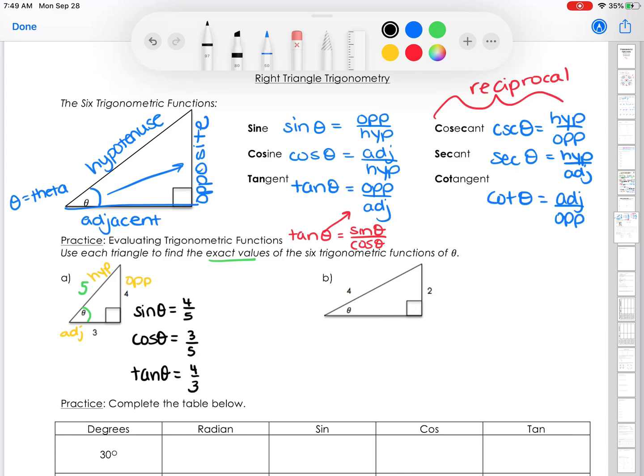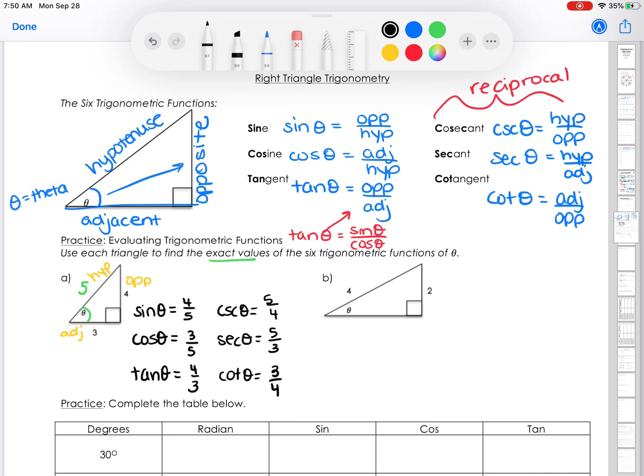Now, to find my reciprocal functions, I'm literally going to take the reciprocal of the answers that I already have. I don't need to do anything special. So the reciprocal of 4/5 is 5/4. The reciprocal of 3/5 is 5/3. And the reciprocal of 4/3 is 3/4. It's that easy. All right, let's take a look at B.